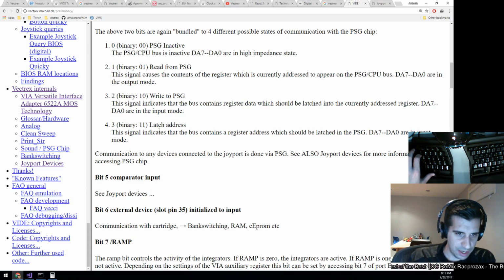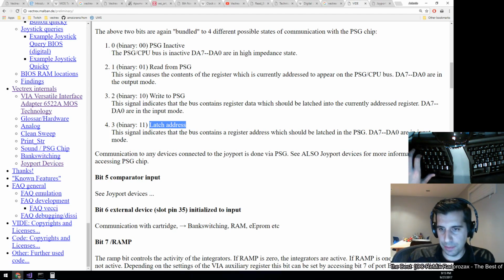And then finally, there's this other mode called the latch address. This signal indicates that the bus contains a register address which should be latched in the PSG.